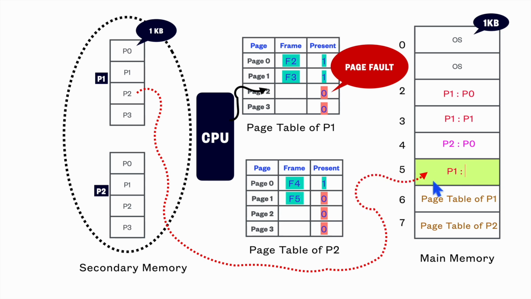And once it has loaded page 2 of process P1, the corresponding entry has to be updated in the page table of process P1. So here the entry will be updated: frame 5 is loaded with page 2 of process P1, and the present bit here will be updated from 0 to 1. Just a typo, this will be 1. This is present now, and here also it will be updated. Since we have removed the page 1 entry from here, the present bit will be set to 0 now.